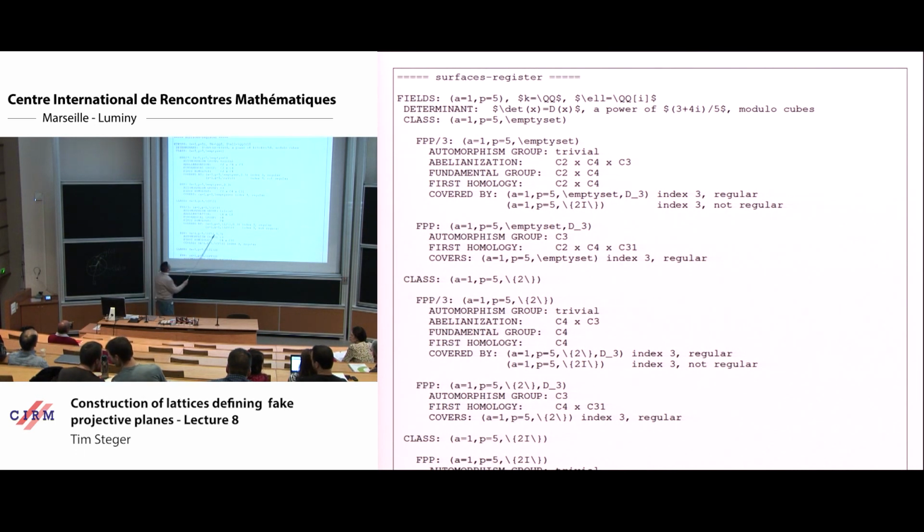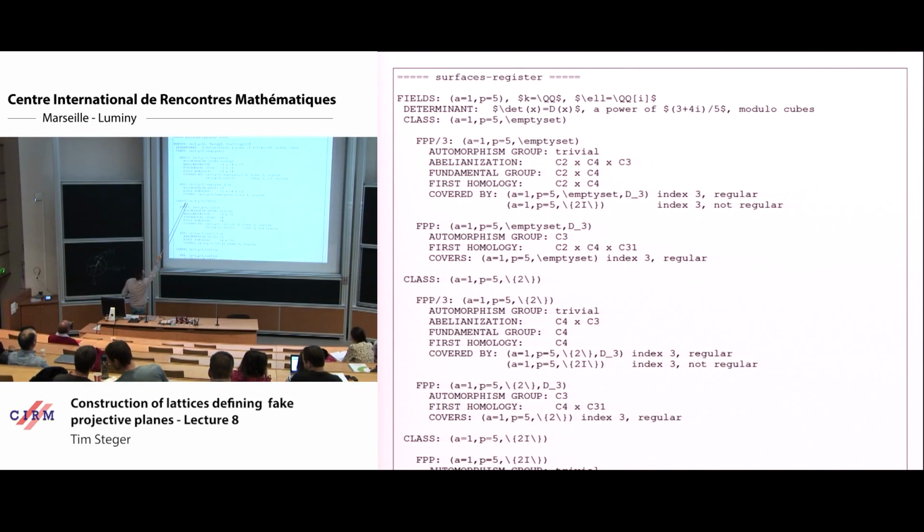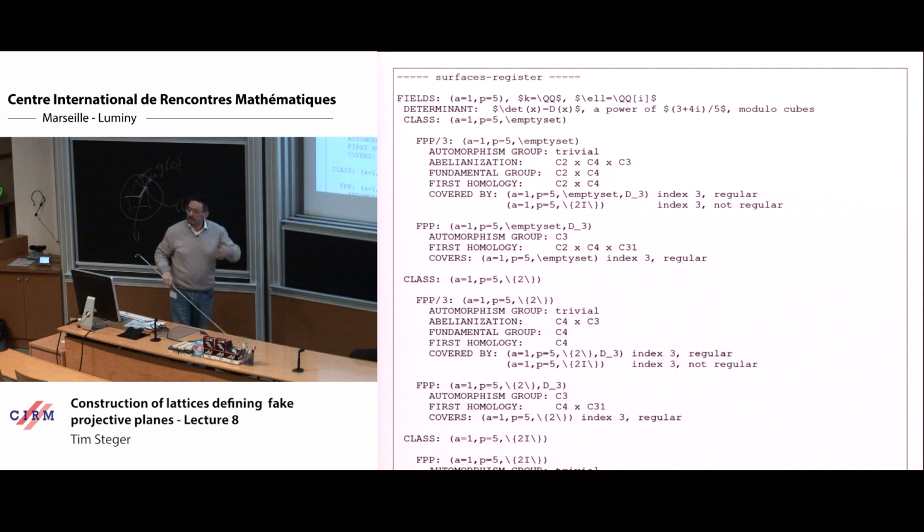Okay, so what does this D3 mean? Well, the subscript 3 means that there's an index 3 condition. Actually, you can see that there's an index 3 condition between these two because one covers the other with index 3. So the subscript 3 means it's a degree 3 condition. And the capital D means it's a degree 3 condition that arises from the determinant. See, the determinant was called large D of x. So in fact, this is the subgroup that you get if you only allow elements of determinant 1. And that gives you a degree 3 subgroup, and that was what was needed.